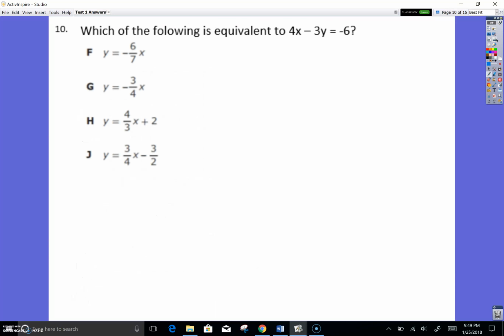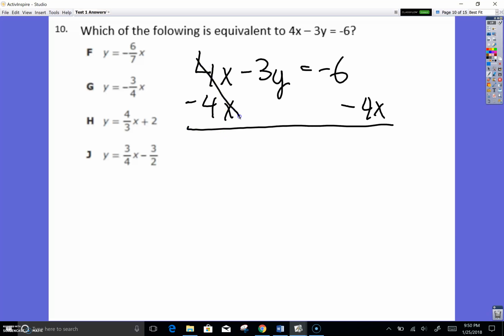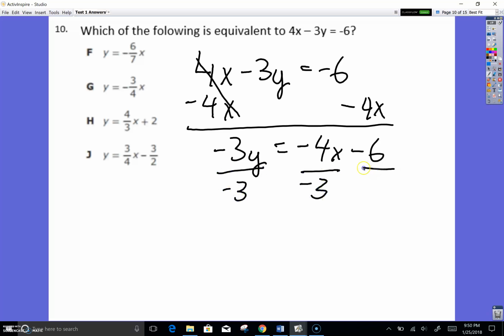Number 10, which is equivalent. 4x minus 3y equals negative 6. You subtract 4x to both sides. Now I have negative 3y, and remember the negative, okay? Equals negative 4x minus 6, okay? You divide by negative 3 on everything. This cancels. Y is equal to 4 over 3x. Negative 6 divided by negative 3, it becomes positive 2.